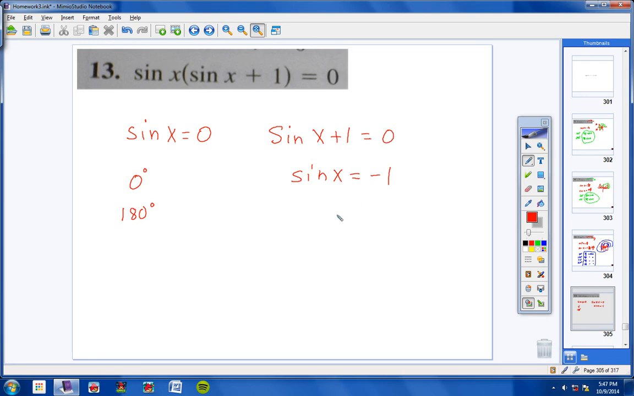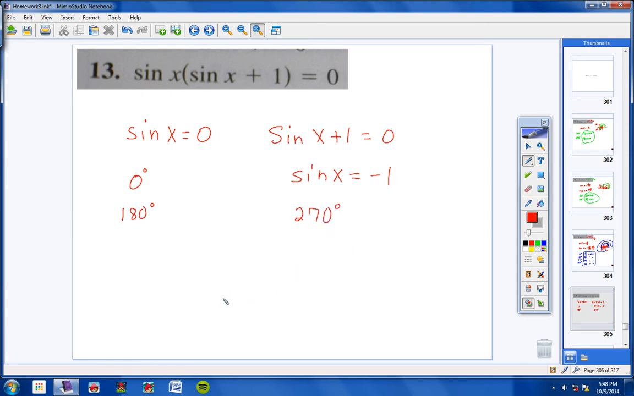So again, I'm not going to try 0 because I know from over here the sine of 0 is 0. And I'm not going to try 180 because I know from over here the sine of 180 is 0. I will try 90. The sine of 90 is 1. It's not going to work. I will try 270. The sine of 270 is -1. So there we go. So there's our 3 answers.